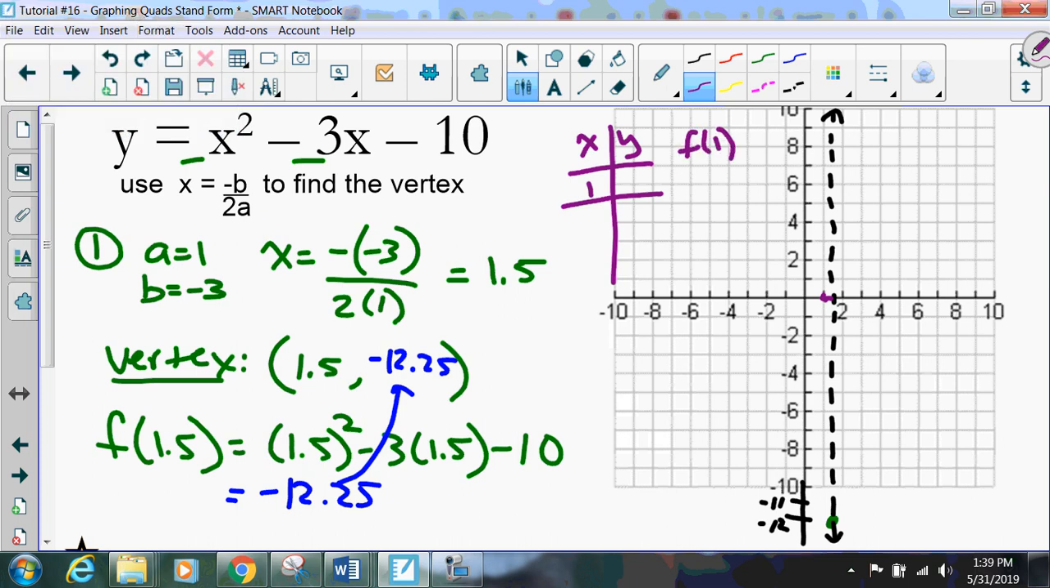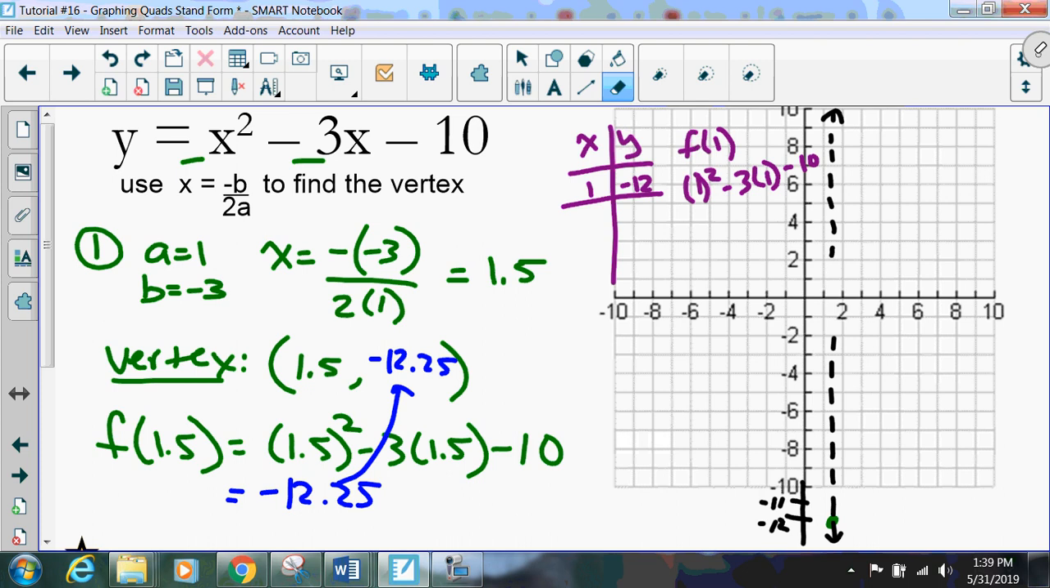So f of 1 means that I'm plugging 1 in anytime I see an x. So I'm either going to pick up my calculator, or I'm going to see that this is 1 minus 3 is negative 2, minus 10 is negative 12. So I'm going to go to 1. I'm also going to get rid of this part. Okay, I'm going to go over 1, and I'm going to go down to negative 12. And I also know if I go over to x equal to 2, I'm also going to be down at negative 12. All right, I wonder what happens when x is equal to 0.